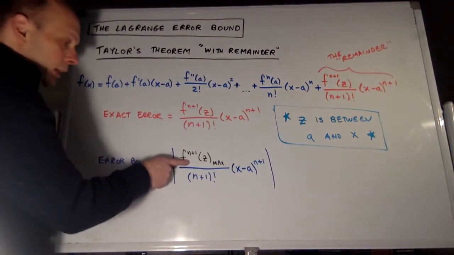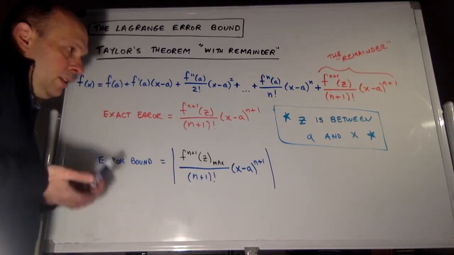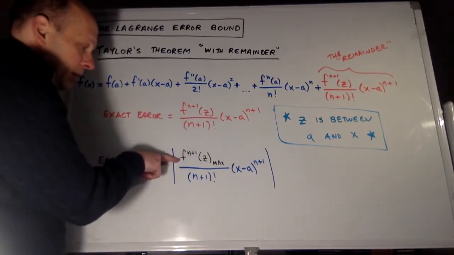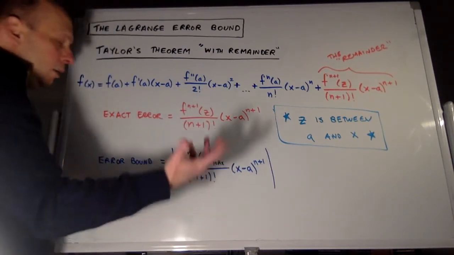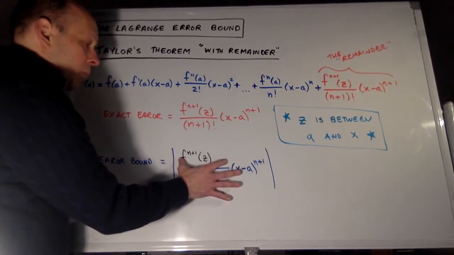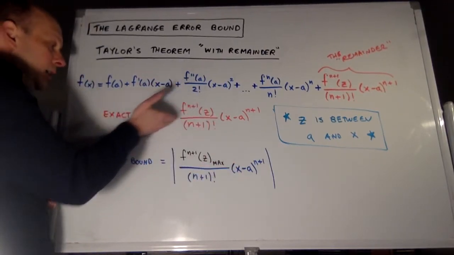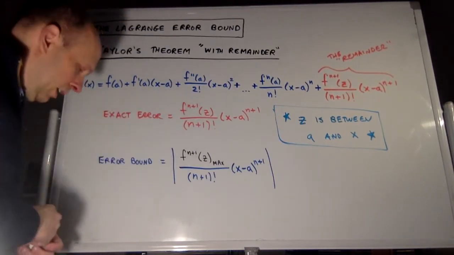So this is the key, right? We're not actually going to get the n plus 1th derivative at this mysterious z value. But what we're going to do is maximize this. So I'm going to say we know z is in this range between a and x. Okay, let's maximize this number right here, and that is what's going to give us the error bound. Again, if we actually had z, we would get this thing called the exact error. Okay, let's see how this works.